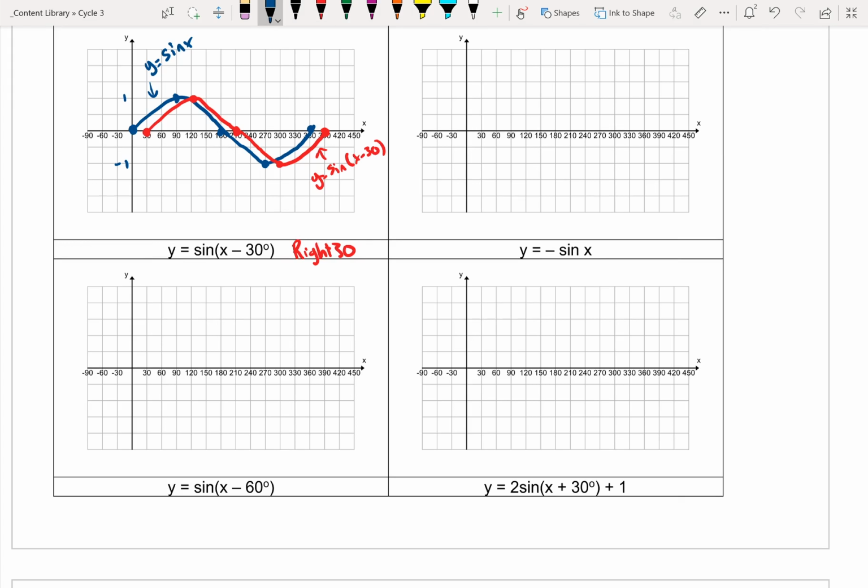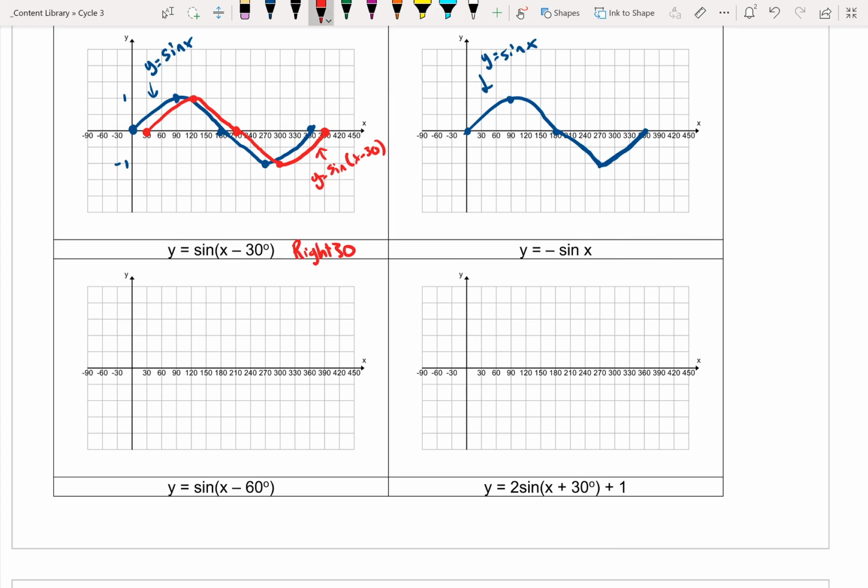For the next one, again, I'm going to draw in my base form to help me visualize what the transformation is going to be. It doesn't need to be too neat as long as you get the main idea of what the form is. So again, this was y equals sine x.